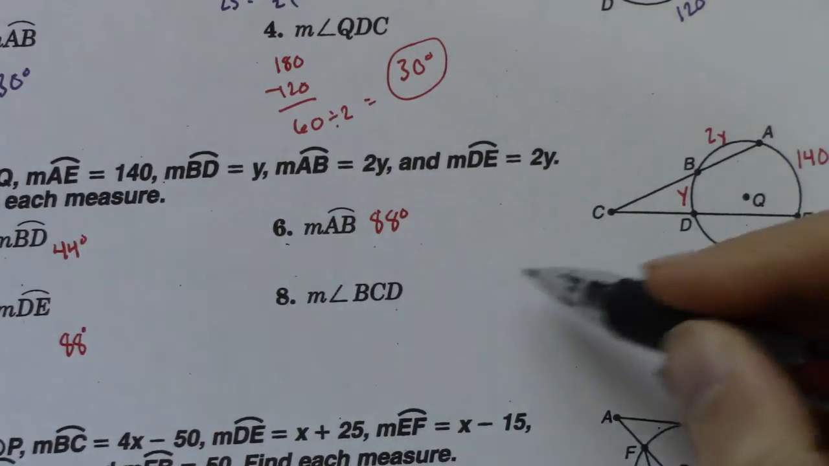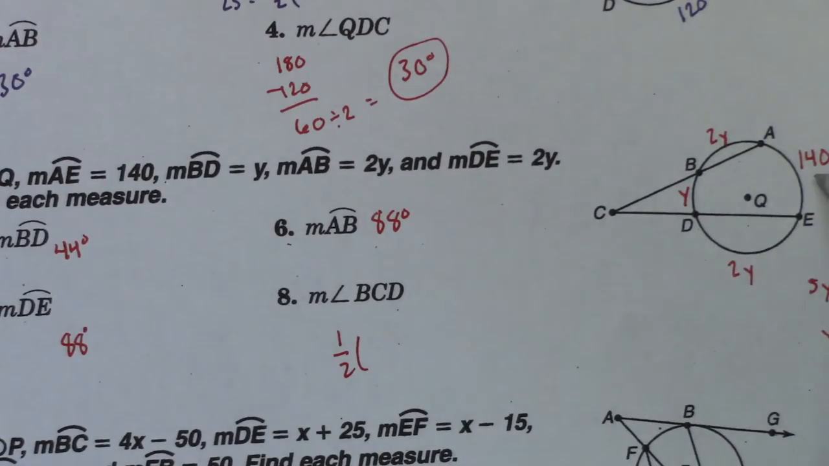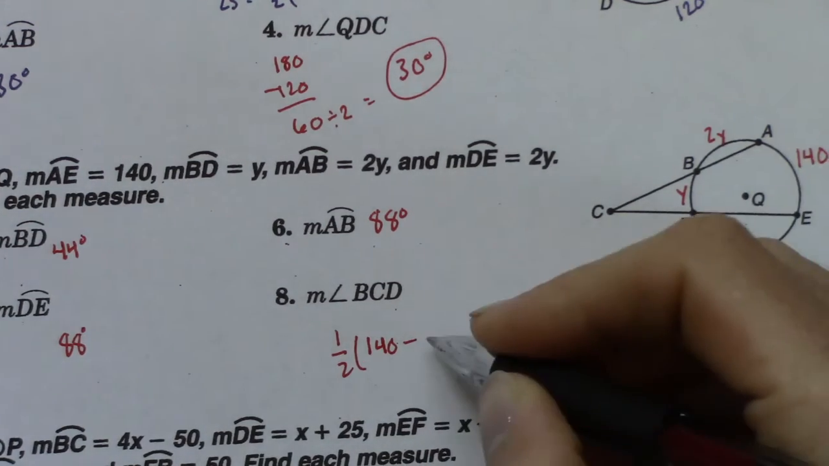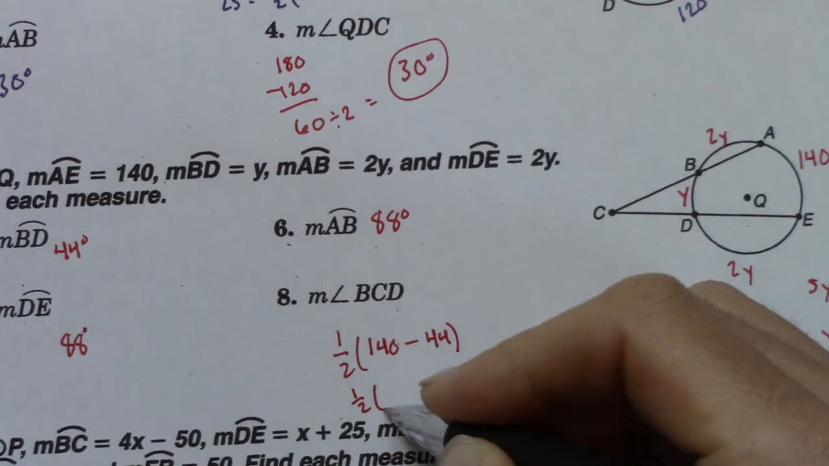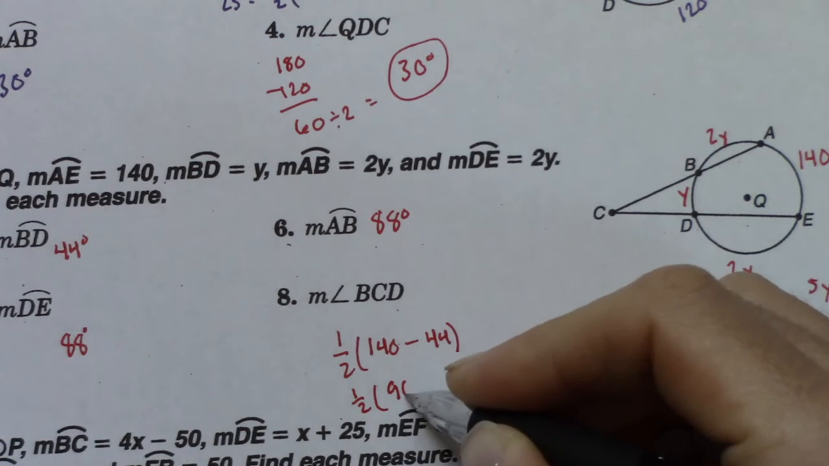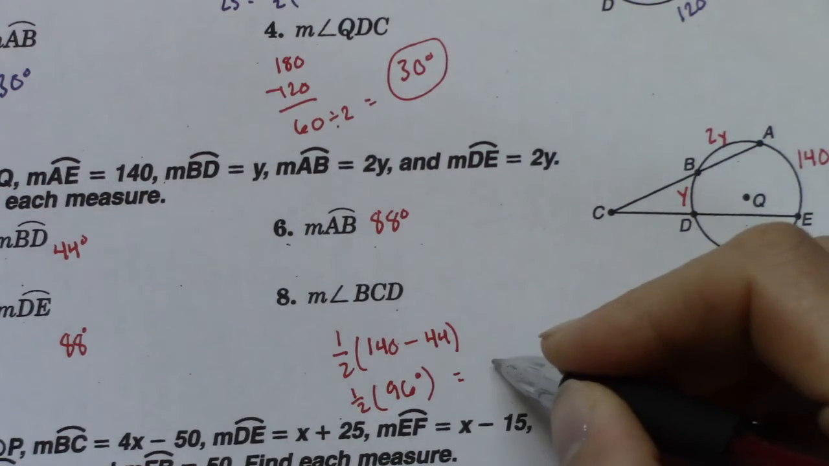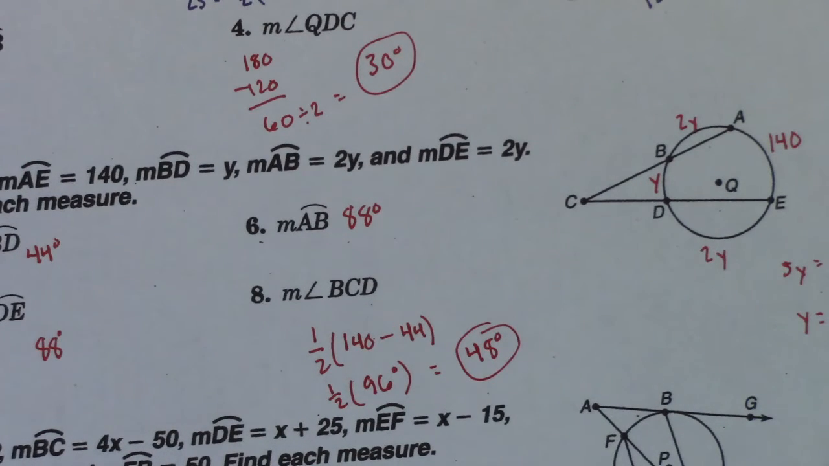And then finally BCD, the angle is outside. Angle outside is 1/2 the big intercepted arc, 140, minus the small intercepted arc of 44, which is going to be 1/2 of 96 degrees, which is going to give us a final answer of 48 degrees.